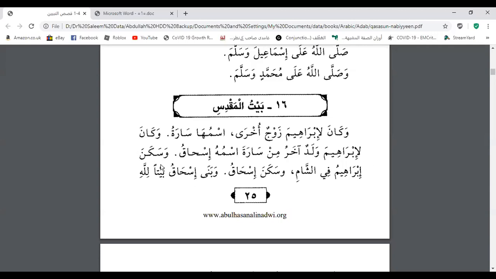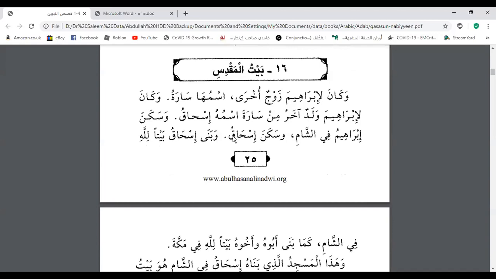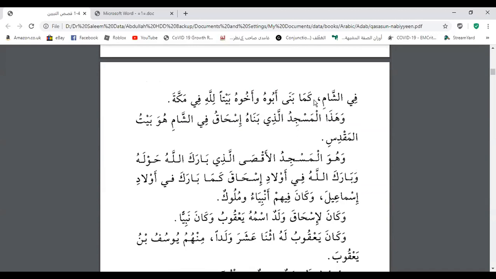Wa sakana Ibrahim fi ash-Sham. Ibrahim alayhi salam stayed in Syria, Sham. Wa sakana Ishaq. And Ishaq stayed there. Wa bana Ishaq baytan lillah fi ash-Sham. And Ishaq alayhi salam, he built, bana, to build, baytan, a house, lillah, for Allah, fi Sham, in Syria. Kama bana abuhu wa akhuhu baytan lillahi fi Makkah. Like his father and his brother built a house for Allah in Makkah.